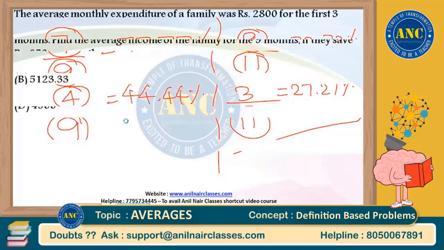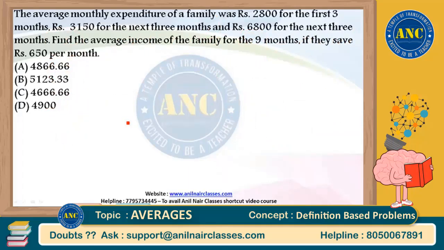Another question. Now see this question. Again a very good question, but not too much difficult because we are still under basic level question. See here. The average monthly expenditure of a family was 2,800 for the first 3 months, 3,150 for the next 3 months, and 6,800 for the next 3 months. Find the average income of the family for the 9 months if they save rupees 650 per month.